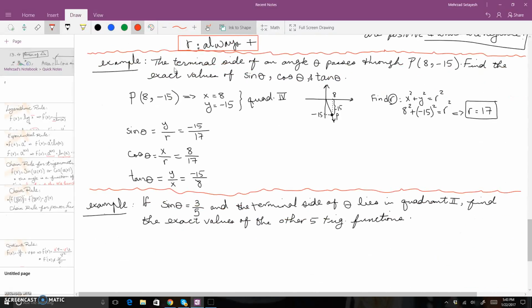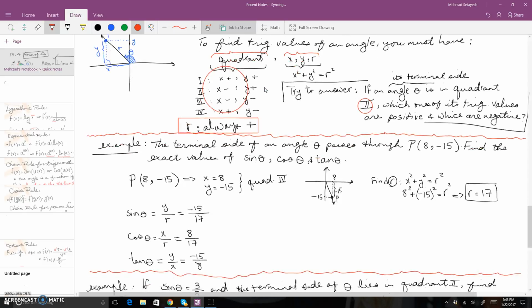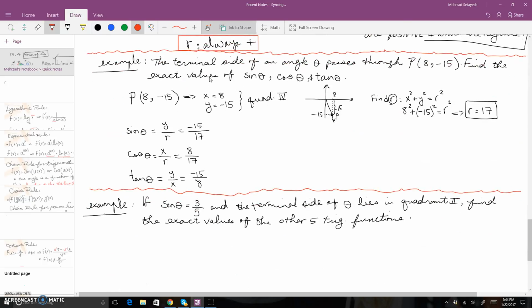Here's an example. The terminal side of an angle theta passes through the point P with coordinates 8 and negative 15. Find the exact values of sine, cosine, and tangent of this angle theta. Well, remember that we said two things must always be complete. One is XYR, that set must be completed. Second, knowing the quadrant where this angle is located. So in this case, I start with the point P that is given to us. And I see that its x coordinate is 8 and its y coordinate is negative 15. Knowing these, I write them here.